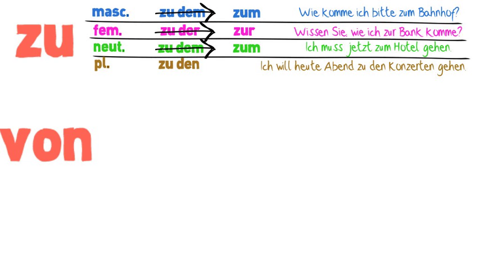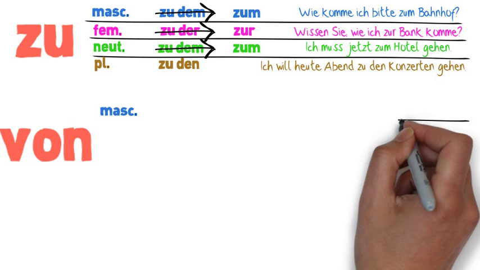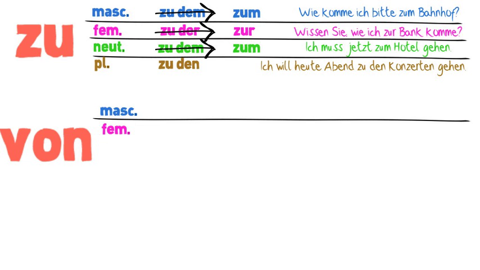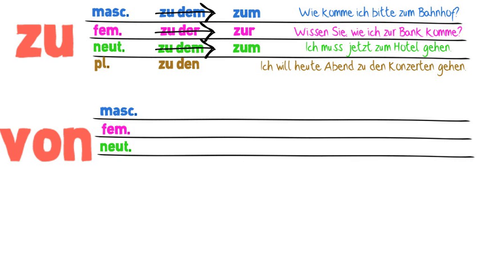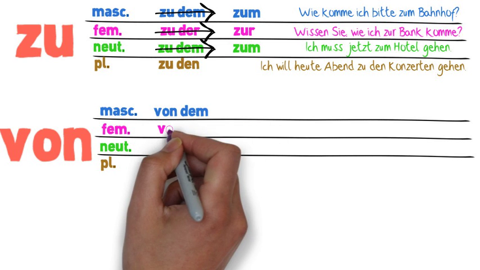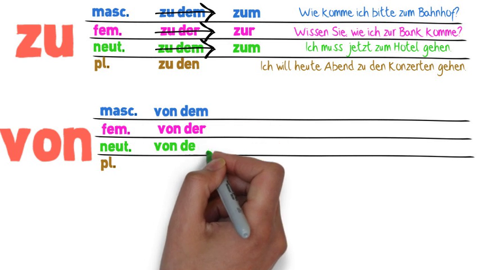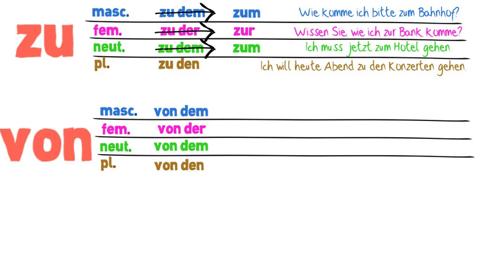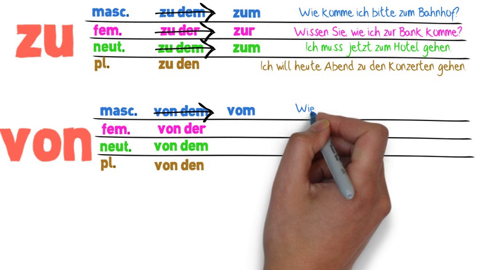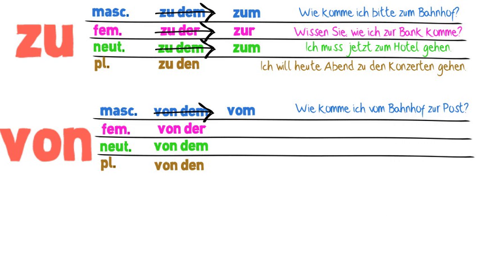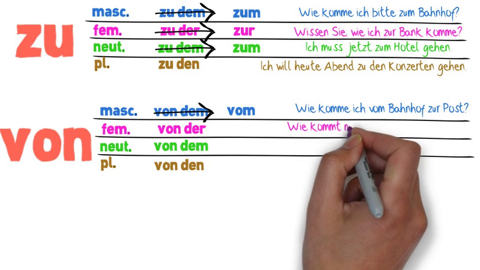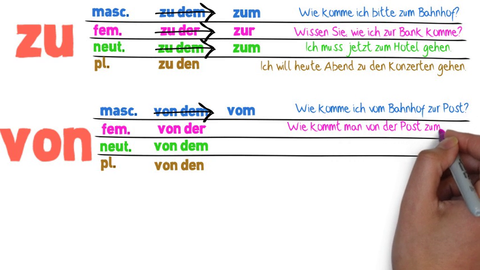Now let's discuss the preposition von, which can mean either from or of, depending on how you're using it. This is useful if you are asking for directions from one place to another. Our 4 options should be, because we're using this with dative case, von dem, von der, von dem, and von den. But there will be a couple contractions again. Von dem contracts to vom, as in, wie komme ich vom Bahnhof zur Post, where Bahnhof is your masculine noun. Von der does not have a contracted form.